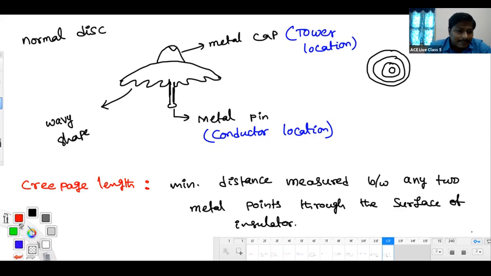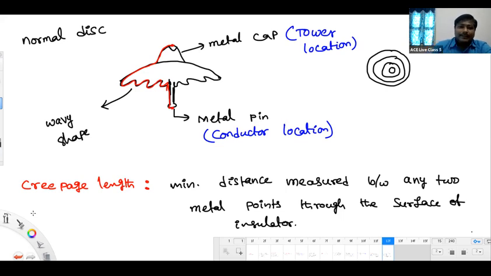Simple. See this, these are the two metal points, and we have to measure the minimum distance between them through the surface. This is the length which is called the creepage length. It is nothing but the length through which the leakage current is passing.